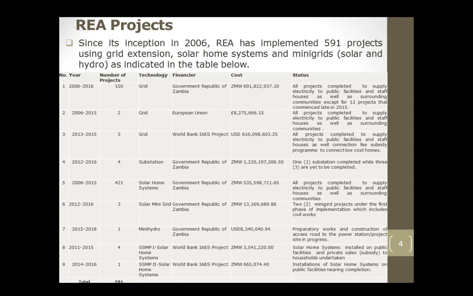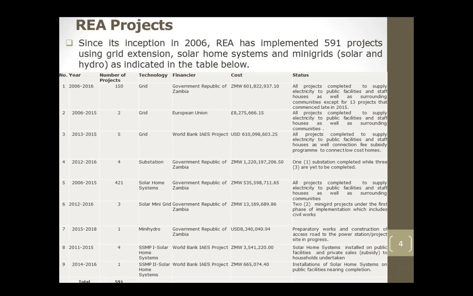This is the first project we are going to implement. This is a 0.6 megawatt in terms of capacity, and the cost is $8 million. Preparatory works are underway, and construction of the access road is almost complete in these areas.